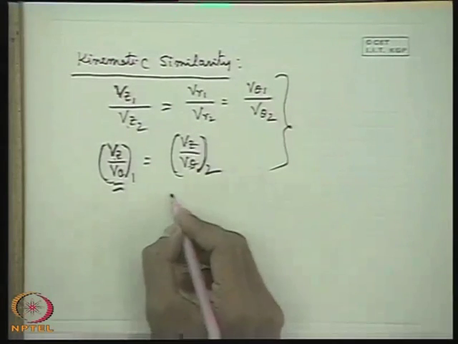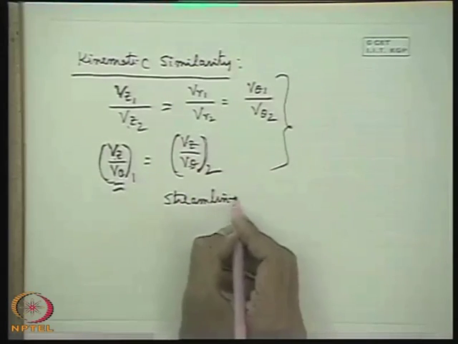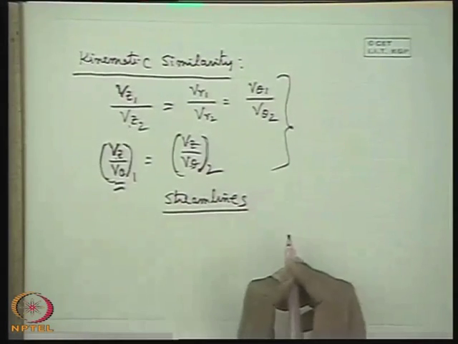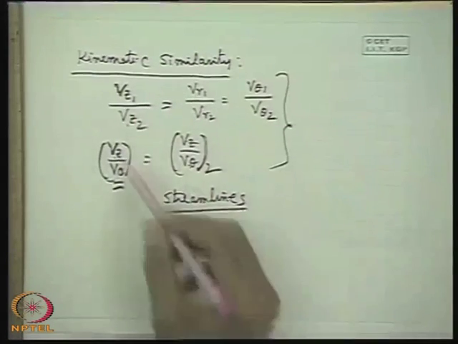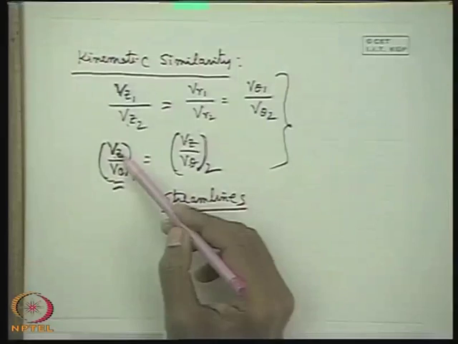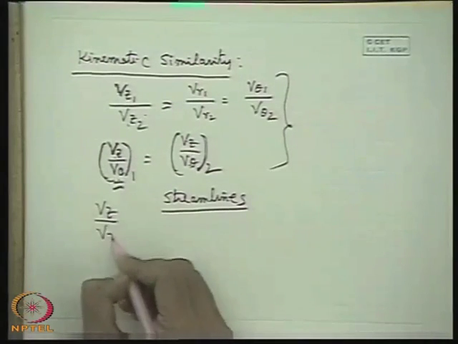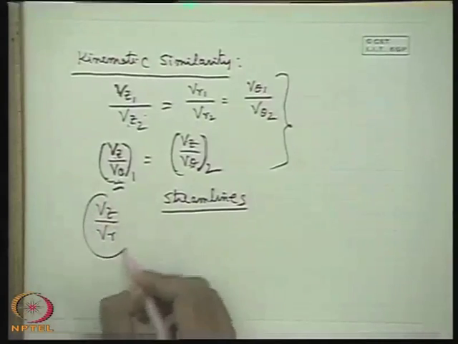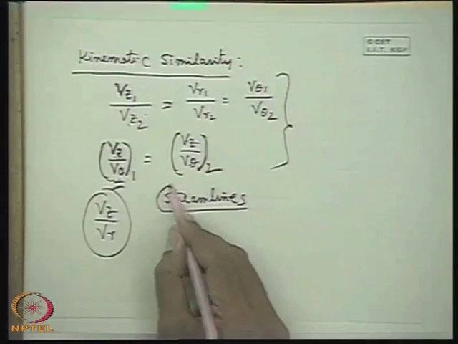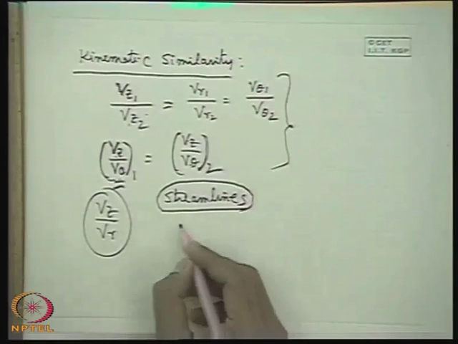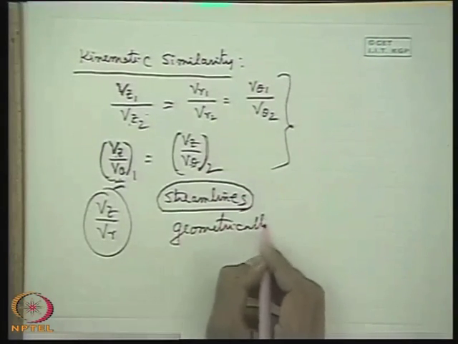As we know, the streamlines at any instant represent the direction of flow velocity vector in the flow. So when the kinematic similarity is attained, it is automatically coming from common sense. So the ratio Vz by V theta, Vz by Vr of one system must be equal to the Vz by Vr of other system. That means the ratios of velocities are same. Then which means the streamlines are geometrically similar.